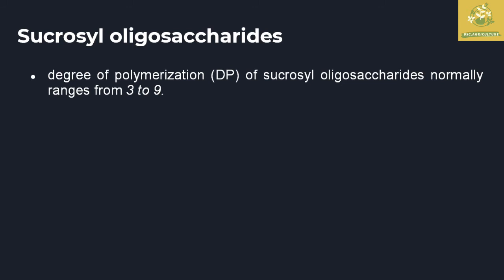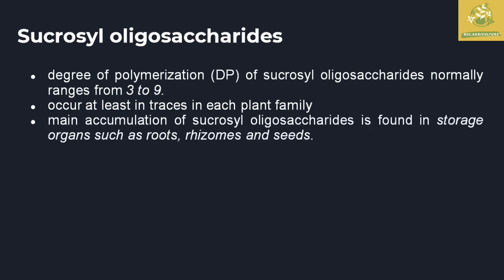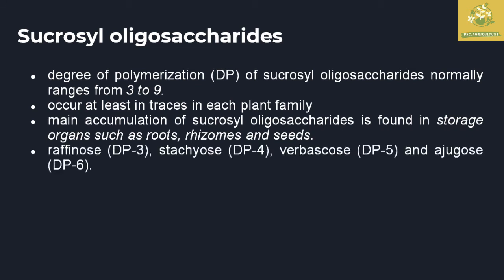The other compound we are going to see is sucrosyl oligosaccharide, where the degree of polymerization, DP, normally ranges from 3 to 9 for sucrose oligosaccharides, which occur at least in traces in each plant family. Accumulation of sucro-oligosaccharides is mainly in the storage organs such as root, rhizome and seeds. Some of the sucro-oligosaccharides are raffinose, stachyose, verbascose and ajugose, and they are non-reducing in nature.